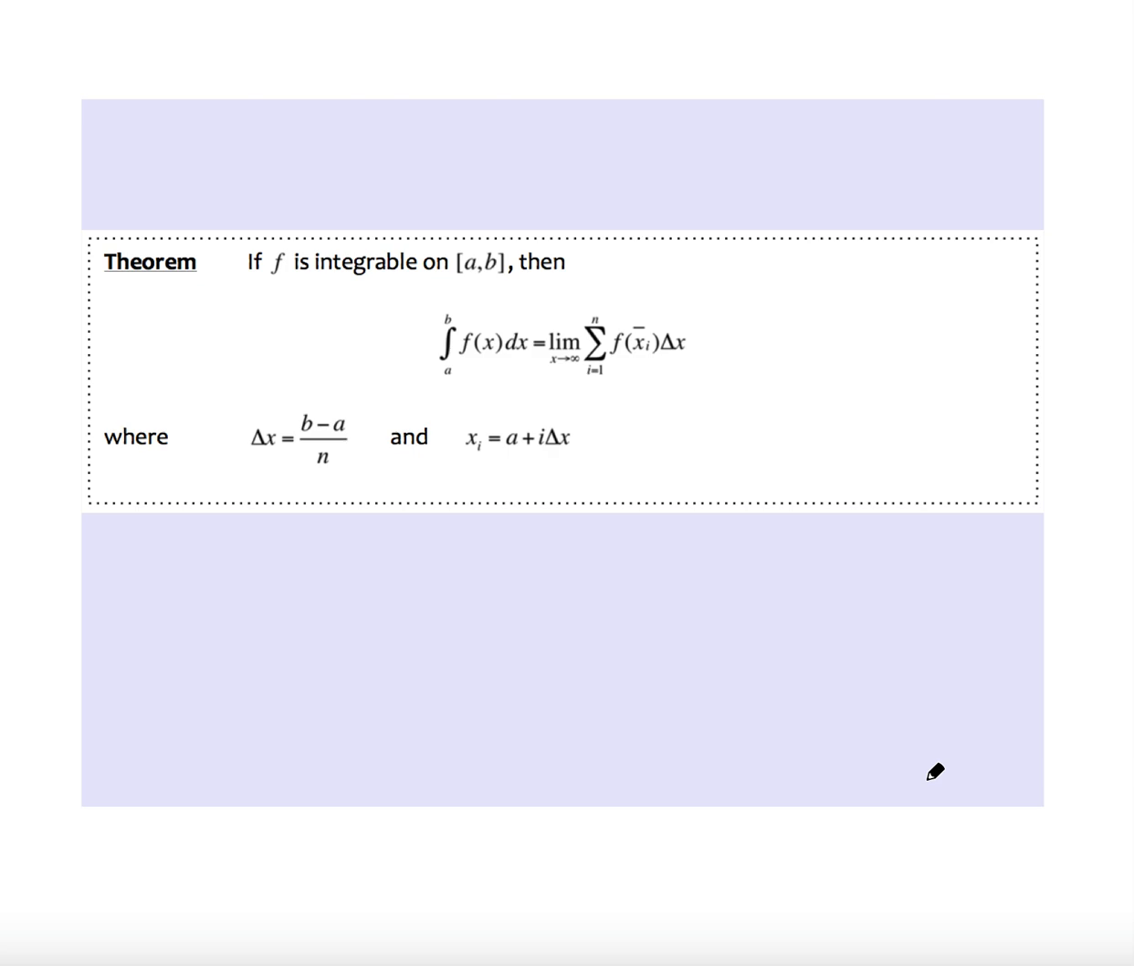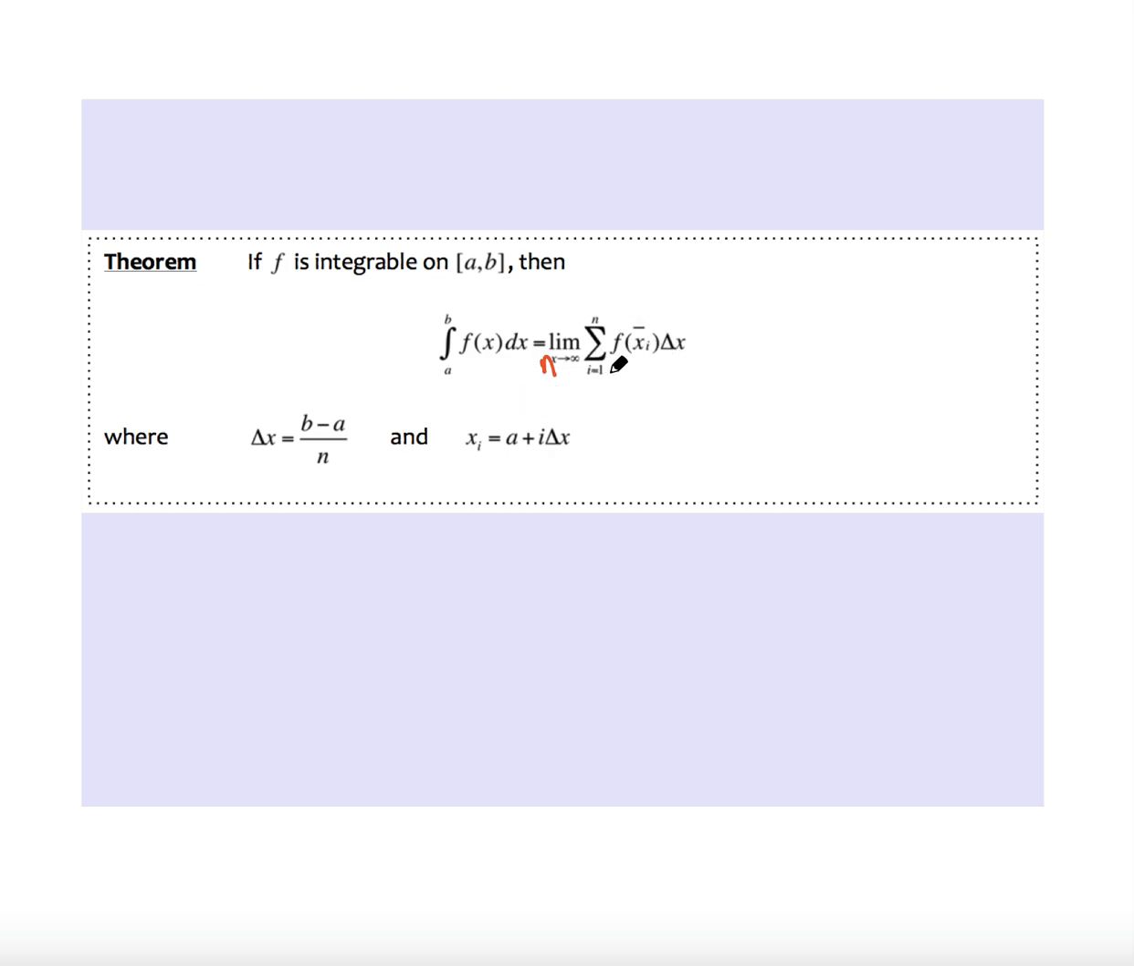We do have this theorem. This is our limit definition of an integral. It says if f is integrable on the interval from a to b, and integrable means you can take the integral of it, then the definite integral from a to b of f of x dx is equal to the limit as, oops, I see a typo. This should not be x, this should be n. As n approaches infinity, and you sum up all the areas of those rectangles.